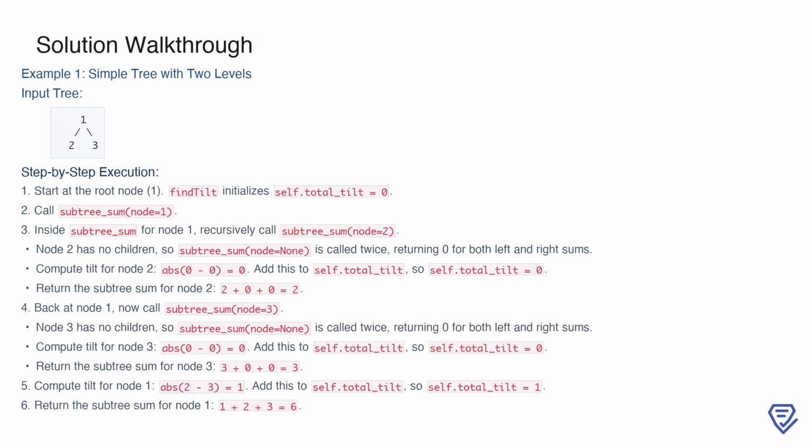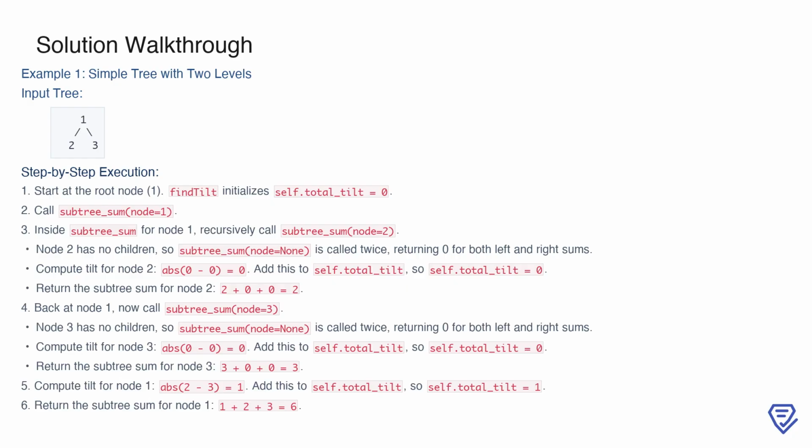Let's begin with a simple binary tree that has two levels. The input tree consists of a root node with a value of 1, and two child nodes with values 2 and 3. To calculate the tilt of the entire tree, we start at the root node, initializing self.total_tilt to 0. The function findTilt calls a helper function, subtree_sum, starting with the root node. Inside subtree_sum for node 1, we first process the left child, node 2.